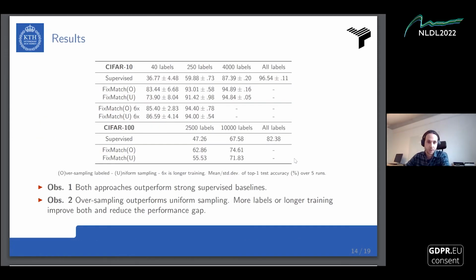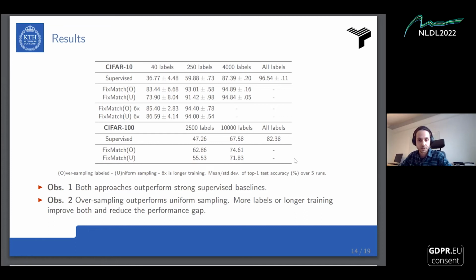So let's look at the results. Here we show results for different amounts of labels, and we compare, as I mentioned, also with the strong supervised baselines. When we do so, we see that both the oversampling label data and the uniform sampling approaches outperform using only the supervised baselines, which is good because it shows that uniform sampling can also be viable if oversampling is not possible. But we can also see that oversampling does indeed outperform the uniform sampling.